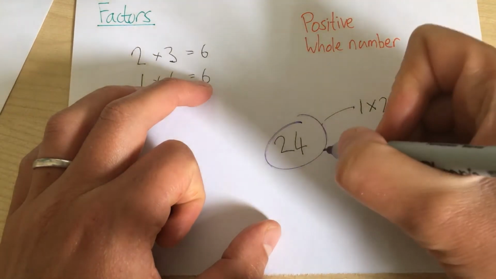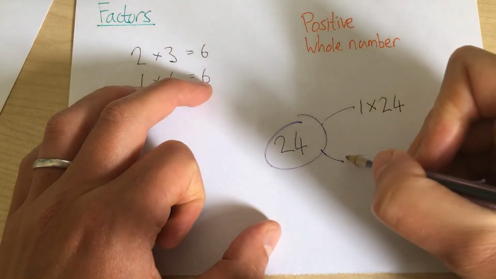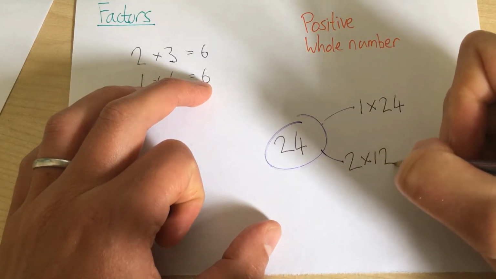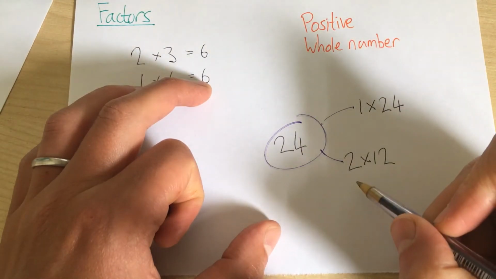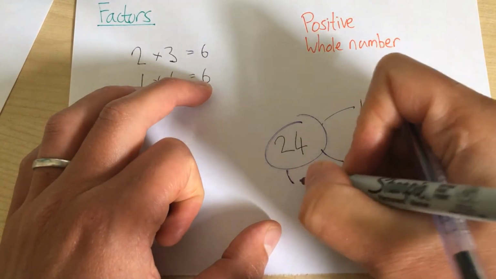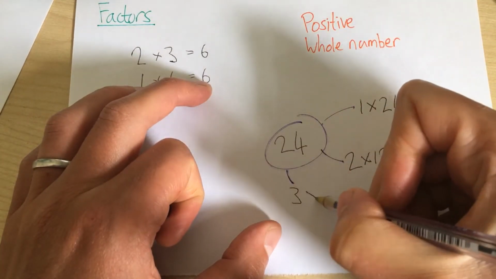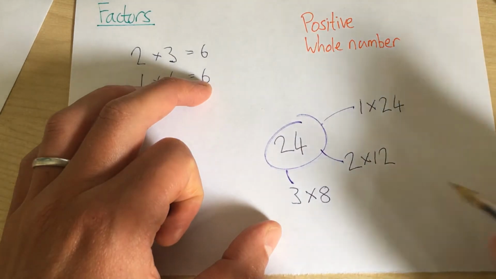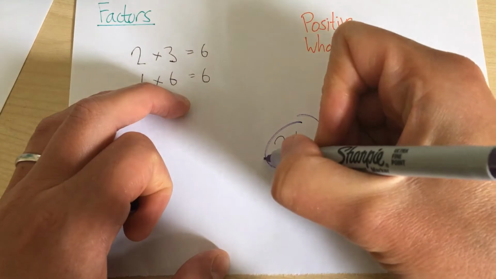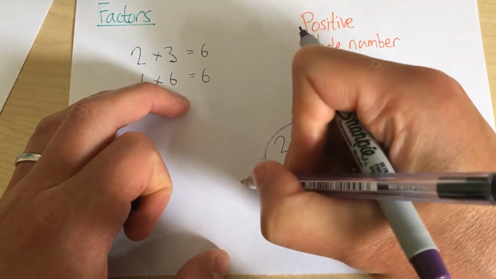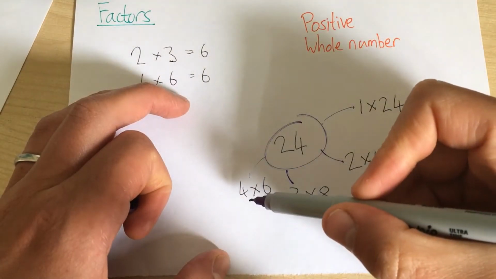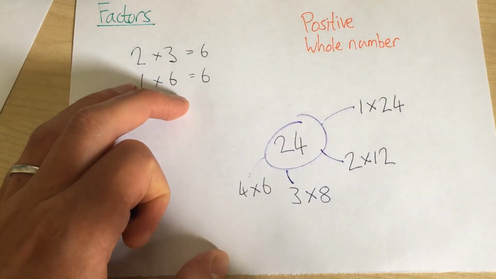After 1, I'll try 2. 2 multiplied by 12. 2 is a factor of 24 and 12 is a factor of 24. Let's try 3. 3 multiplied by 8. 3 is a factor of 24 and so is 8. Let's try 4. 4 multiplied by 6. 4 is a factor of 24 and so is 6.